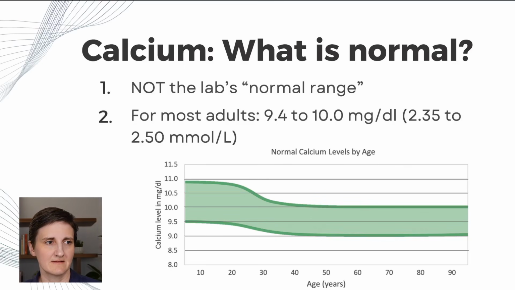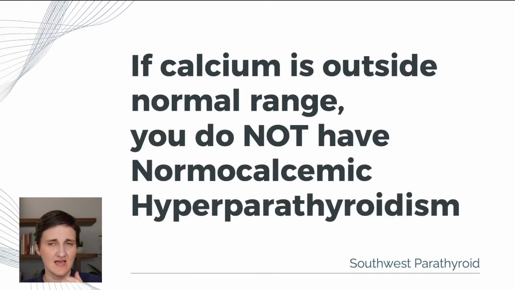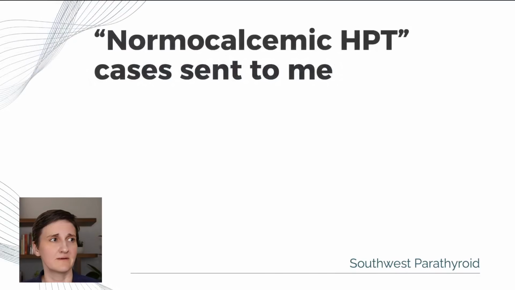Okay. Still pretty straightforward. Now, this is in huge letters because it's the most important message. If your calcium is outside the normal range, you do not have normocalcemic hyperparathyroidism. Okay? For the definition, your calcium has to be in normal range. It can't be outside that normal range because if it is, then it's no longer normocalcemic hyperparathyroidism. You're going to see why this is so important in a sec.